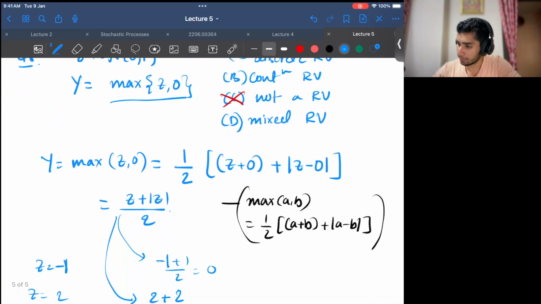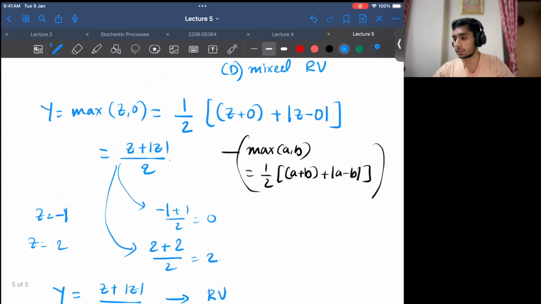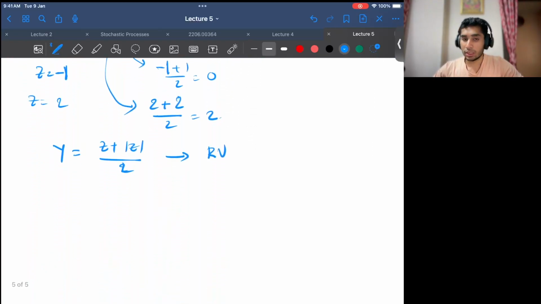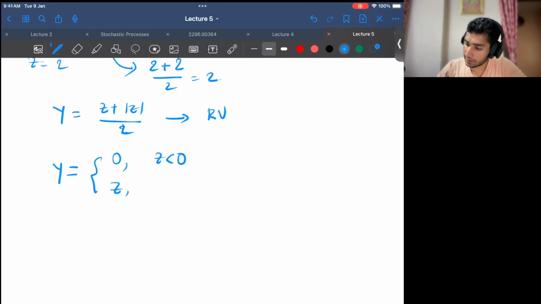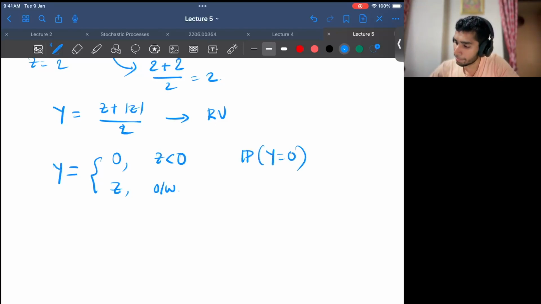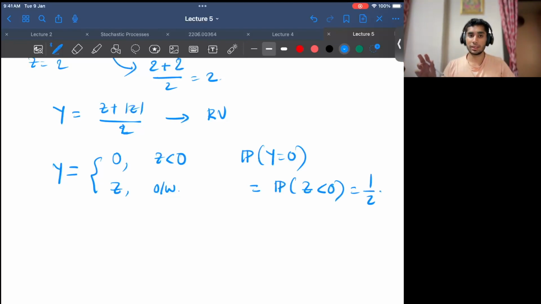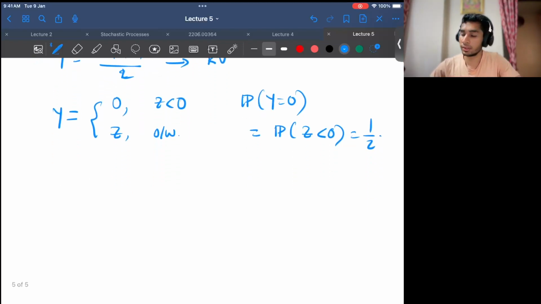Next, is it a discrete random variable, or a continuous random variable, or what is it? We can write y equal to 0 if z is less than 0, and z otherwise. This is the definition. So what is the probability of y equal to 0? This is equal to the probability of z less than 0, which is half, just by symmetry. The probability of z less than 0 equals the probability of z greater than 0, and the sum of these two is 1, so each has to be half.